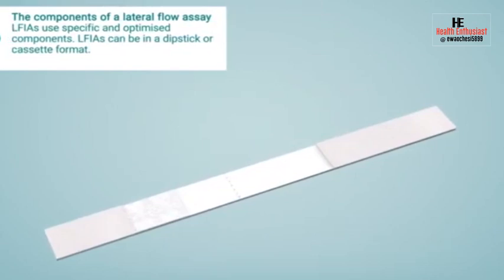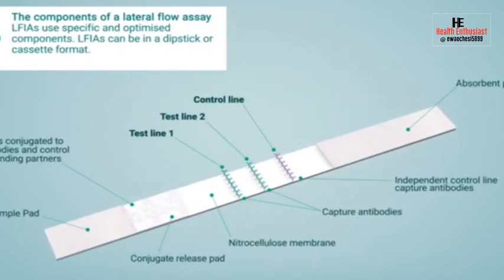Next comes the nitrocellulose membrane, which has two important lines. We talk about the test line, or the T line, which is coated with capture molecules to detect your analyte, and then the control line, or the C line, which just makes sure the test is flowing correctly. Finally, we have the absorbent part, which helps pull the liquid across by capillary action.